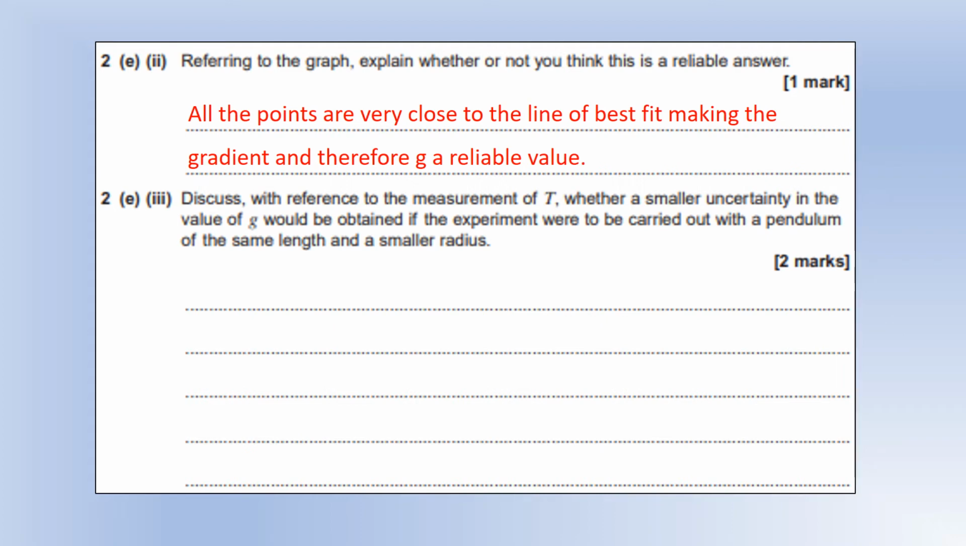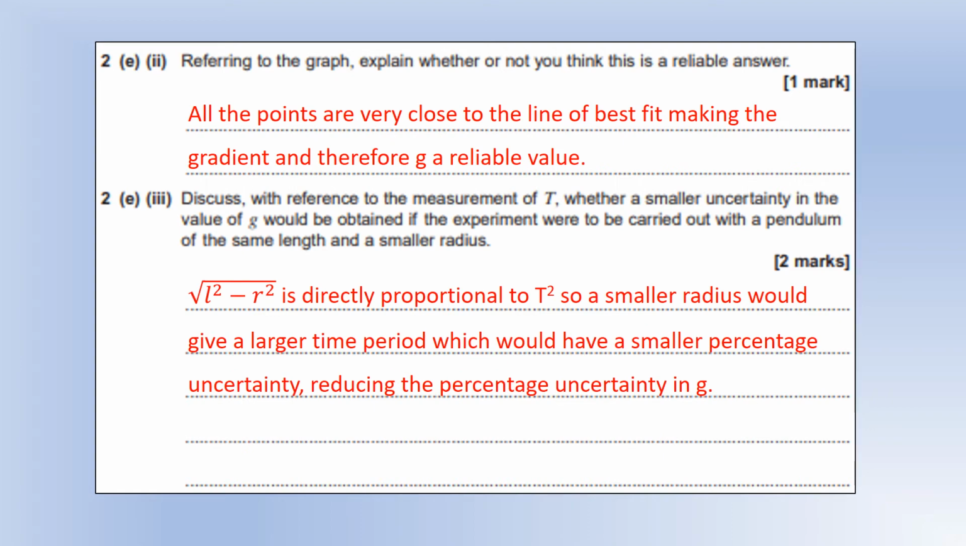Discuss with reference to the measurement of T whether a smaller uncertainty in the value of g would be obtained if the experiment were to be carried out with a pendulum of the same length and a smaller radius. So from the experiment, we've seen L squared minus R squared square rooted is directly proportional to T squared. So a smaller radius would give a larger time period, which would have a smaller percentage uncertainty, therefore reducing the uncertainty in g.